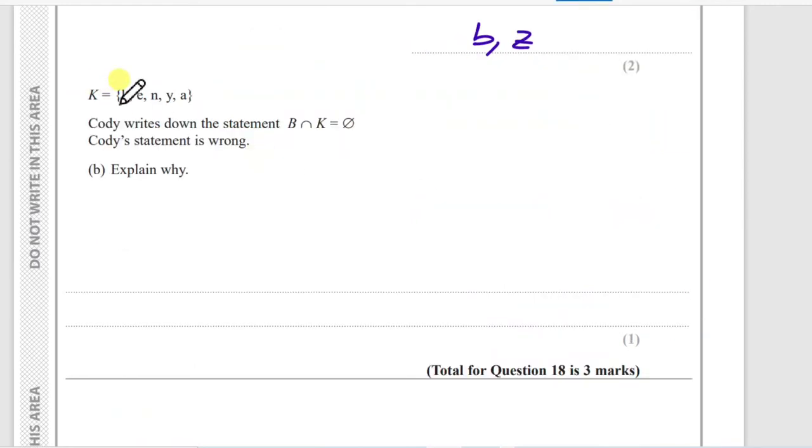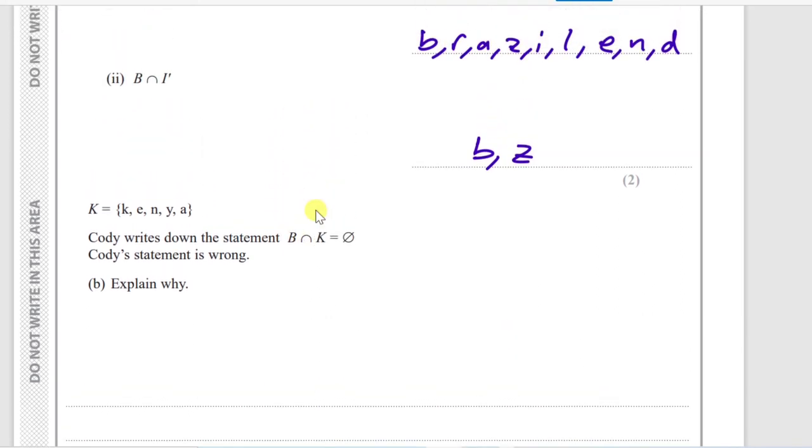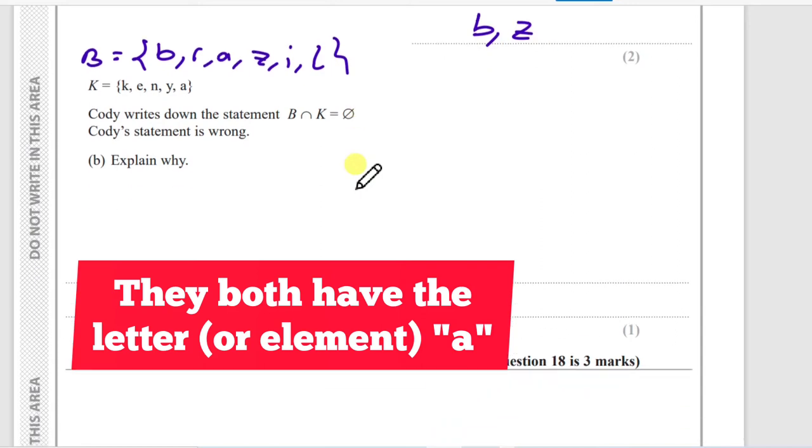Next one, K, you've got Kenya, K-E-N-Y-A. Cody writes down a statement that B and K have, this means nothing in common. So this means when they intersect, they have nothing in common. So just a reminder, it helps to just see letters side by side. You've got B, R, A, Z, I, L. So they're telling us there are no letters in common. Well, that's false. They both have the letter A. So why is he wrong?